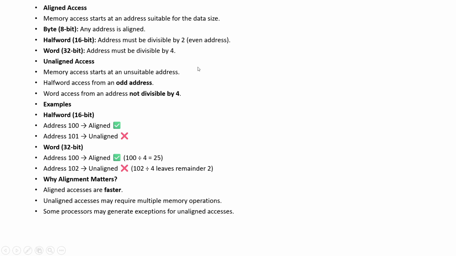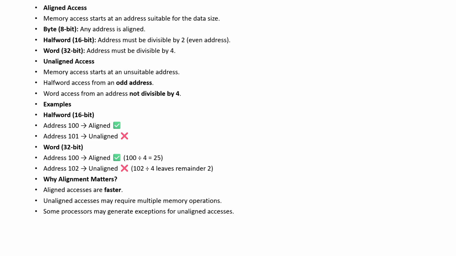So these are all aligned access. For a byte, any address is aligned, so a byte doesn't have a problem of alignment whether the address is even or something else. But for a half word, the address must be divisible by 2. And if the address is divisible by 4, it is known as a word, which is 32 bits. So that is what we learned about aligned access.